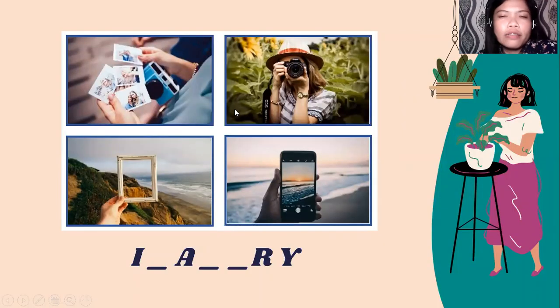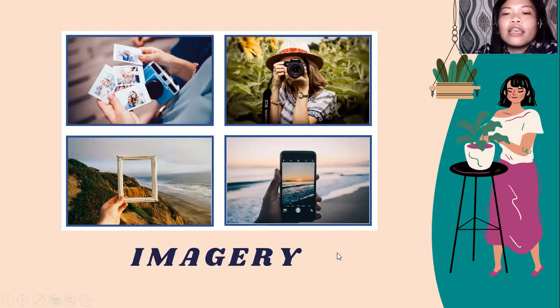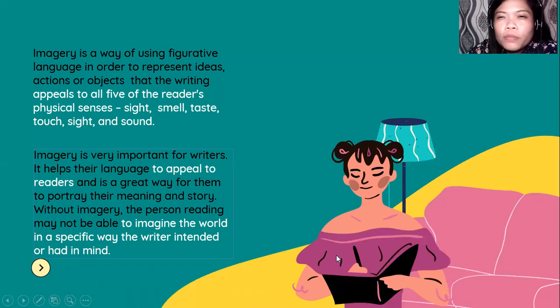So class, I have here, let's play 4 pics 1 word. So what word popped up in your mind when you saw these 4 pictures? I think you all know the answer because it's very easy. I already mentioned it, and that is no other than imagery. Imagery, class, is one of the figurative language or devices in literature. So let's go for its definition or description.